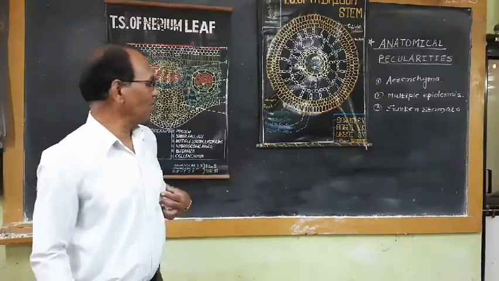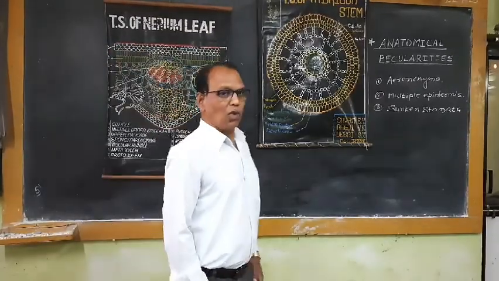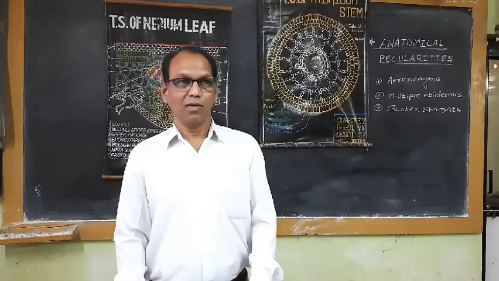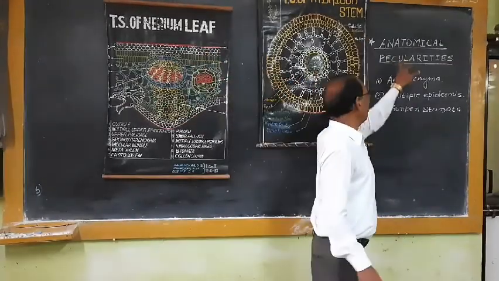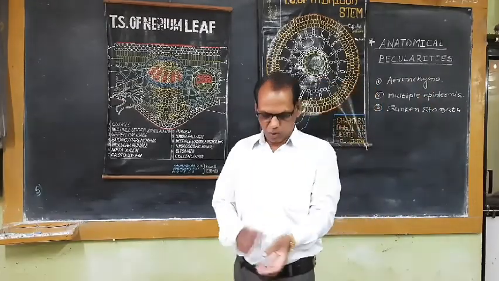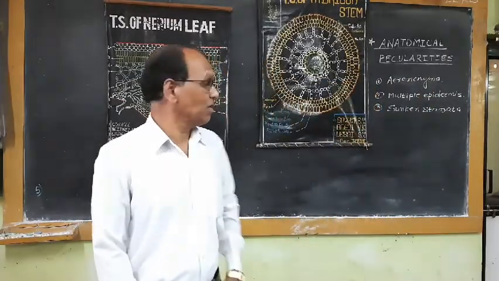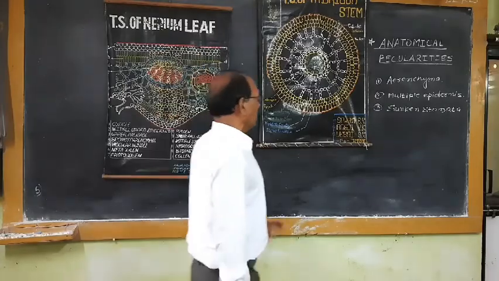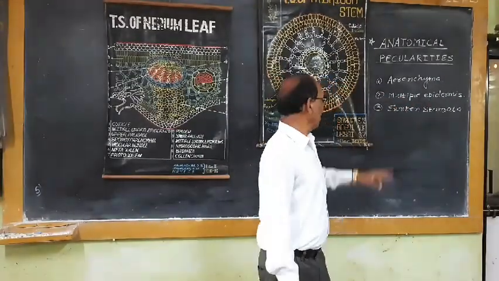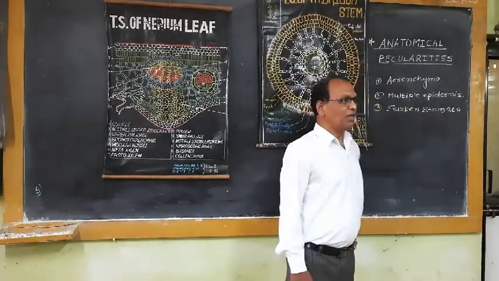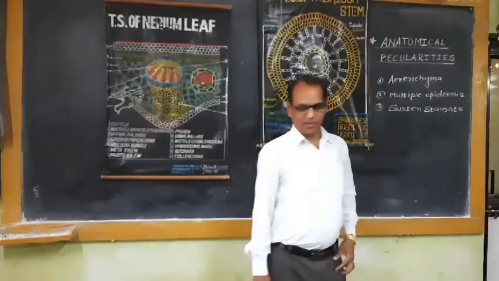So welcome friends, I am going to discuss the next practical. The name of this practical is anatomical peculiarities. So under the heading of these anatomical peculiarities, we are going to study the aerenchyma tissue, then multiple epidermis and sunken stomata.